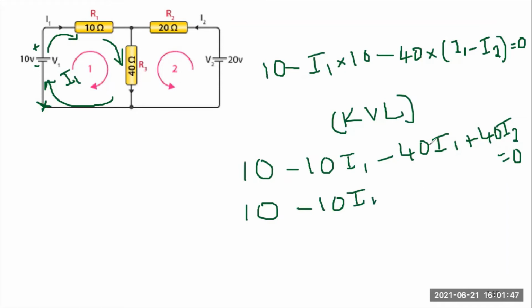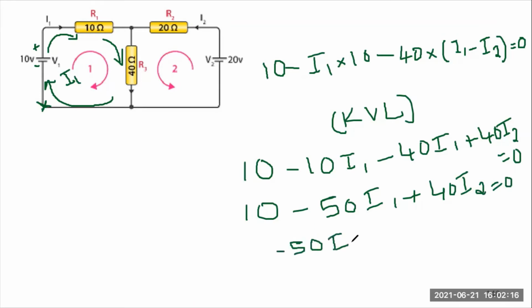Again, I would like to solve 10 minus 10 I1 minus 40 I1 plus 40 I2. So this I can change as minus 10 minus 40, that is nothing but minus 50. Minus 50 I1 plus 40 I2 equal to 0. Again, I would like to solve: minus 50 I1 plus 40 I2 is equal to minus 10.